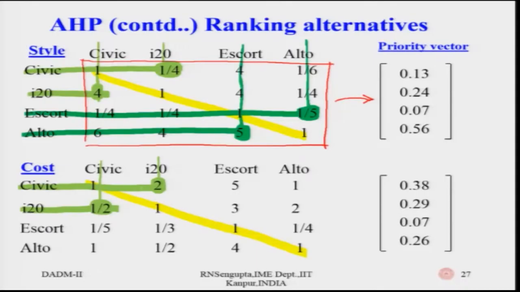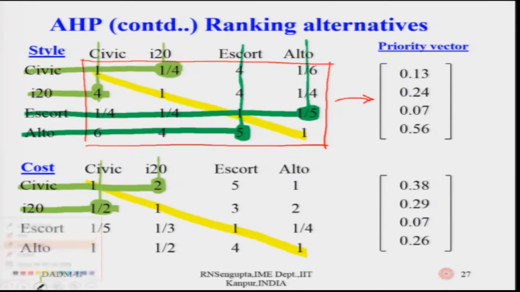It need not be that you give a score of 4 here and 1/4 here to balance the score, which is 4 and 1/4. That means you are not forcing the level playing field for the decisions. It can be any random, depending on what you think on a standalone basis the scores you should give between I-20 and Civic on the cost front.